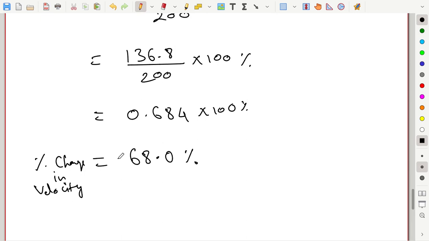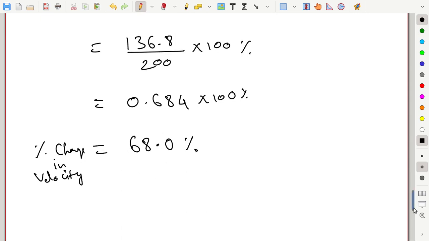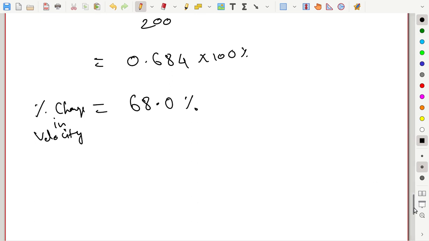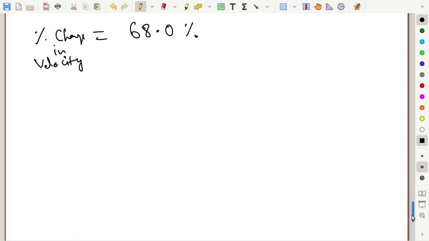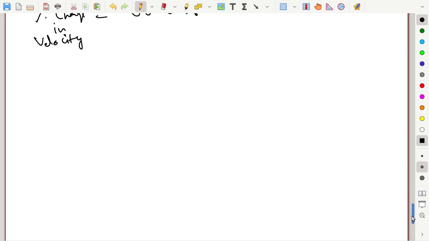You no need to calculate this, but this is just to see how much the velocity changes in percentage. So we can move on to the next problem, which is example problem 5.5.